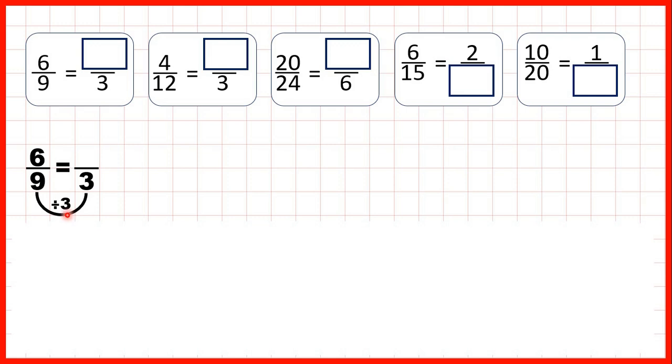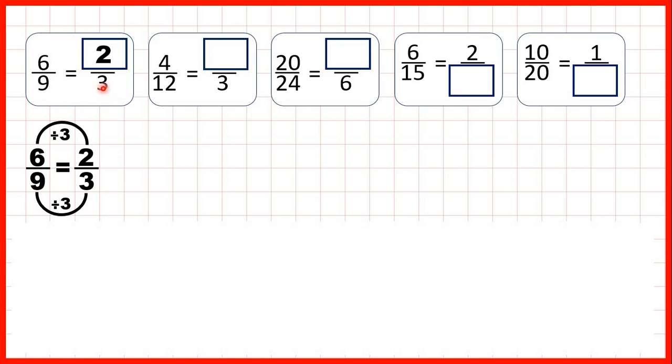9 divided by 3 is 3. That's because 3 times 3 is 9. And just like when we were finding equivalent fractions by multiplying, what we do to the denominator, we need to do to the numerator as well. 6 divided by 3 is 2, because 2 times 3 is 6, so our missing numerator is 2. 6/9 is equivalent to 2/3.